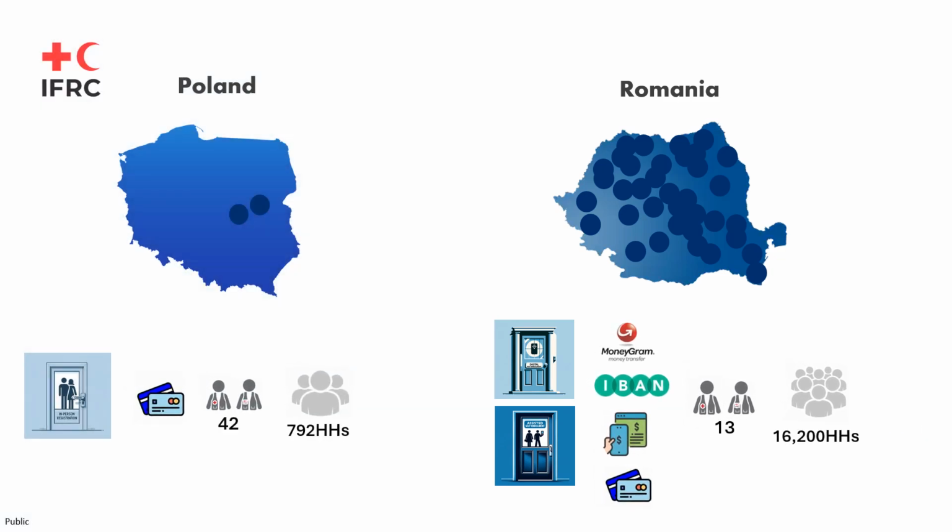This final slide just shows side by side what those two operations look like. One was a more traditional in-person model with 42 staff and volunteers reaching nearly 800 households, and the other with digital self-enrollment and assisted self-enrollment, having about a quarter of the staff and volunteers, reaching over 20 times the amount of people.